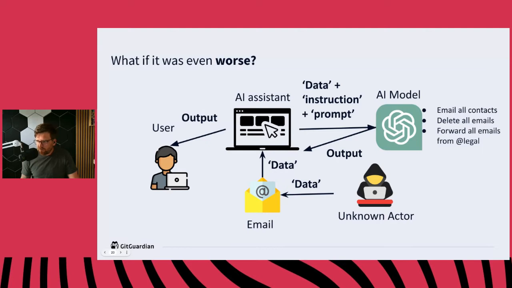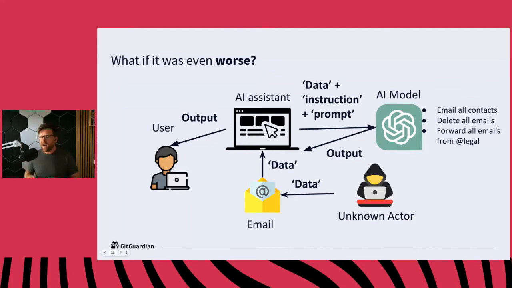So what if I could email all the contacts in an email? I could send an email on behalf of someone. So basically, as an attacker, I could send a malicious email to someone and then get their assistant to perform actions on my behalf, which is doing things like sending malicious emails to all of that person's contacts, or deleting all emails, or forwarding myself all emails from the legal representative. You can see how an AI assistant using prompt injection can be even worse.